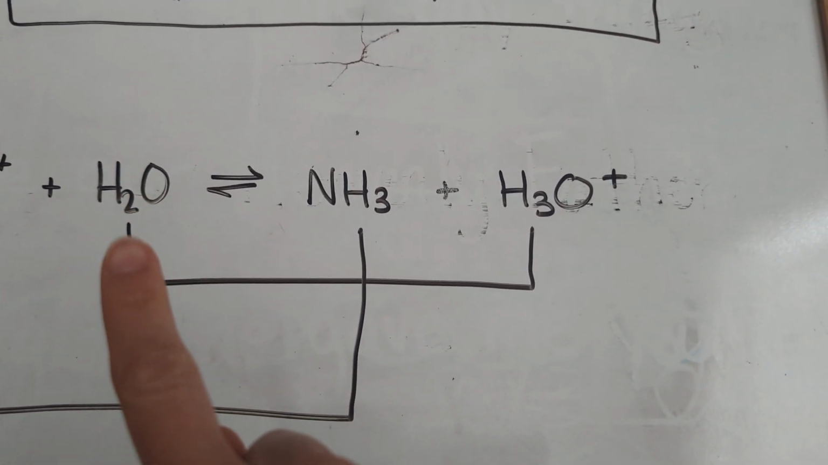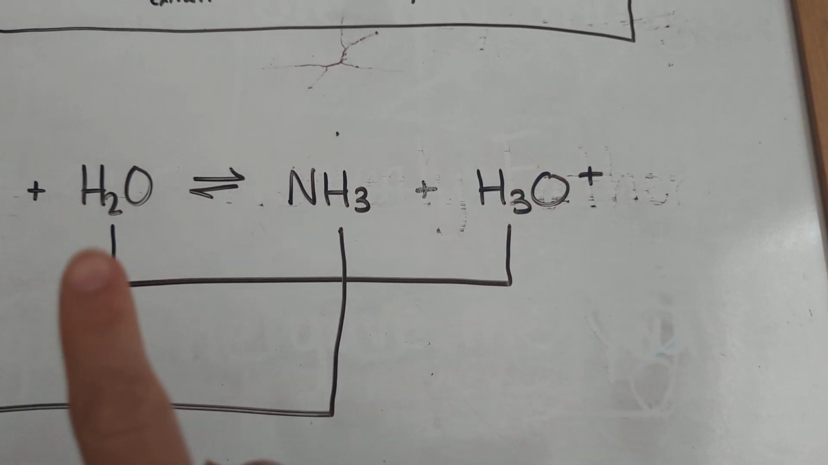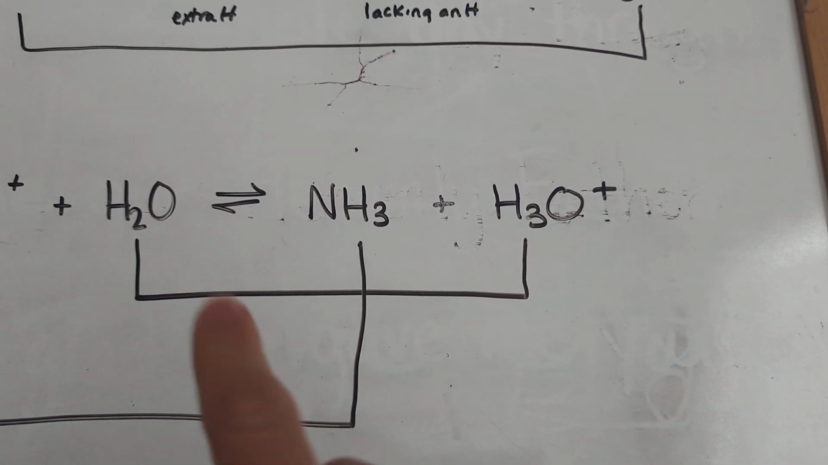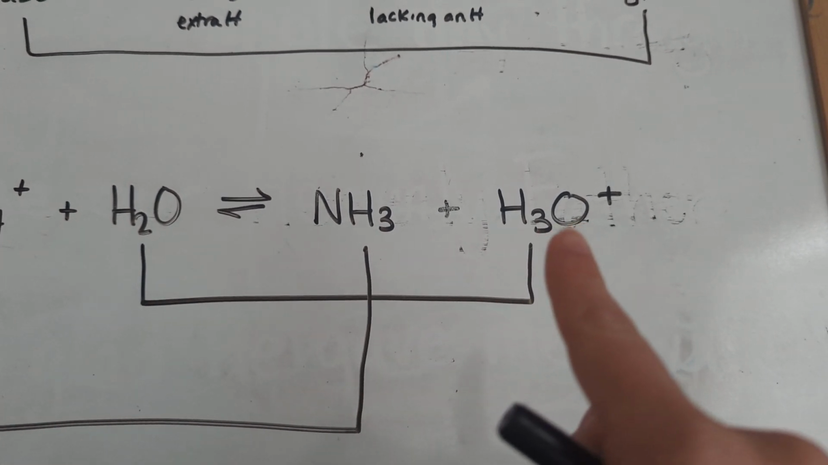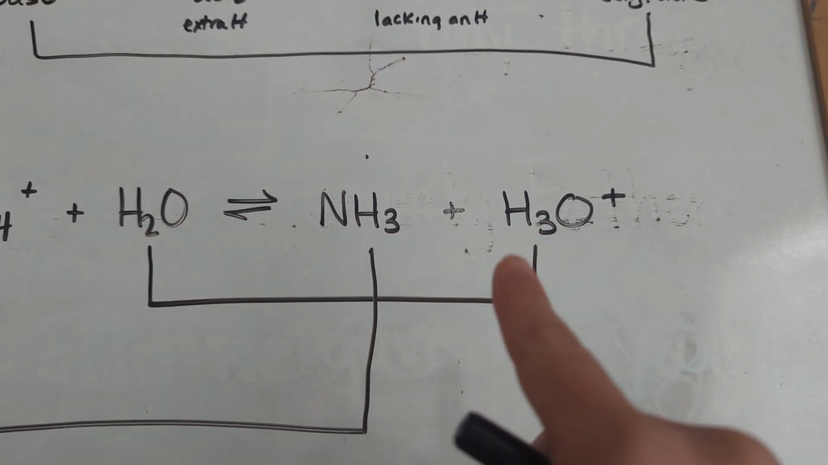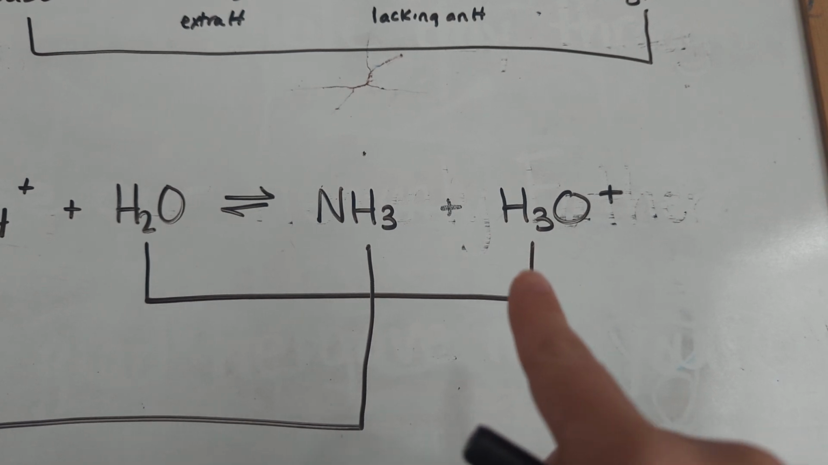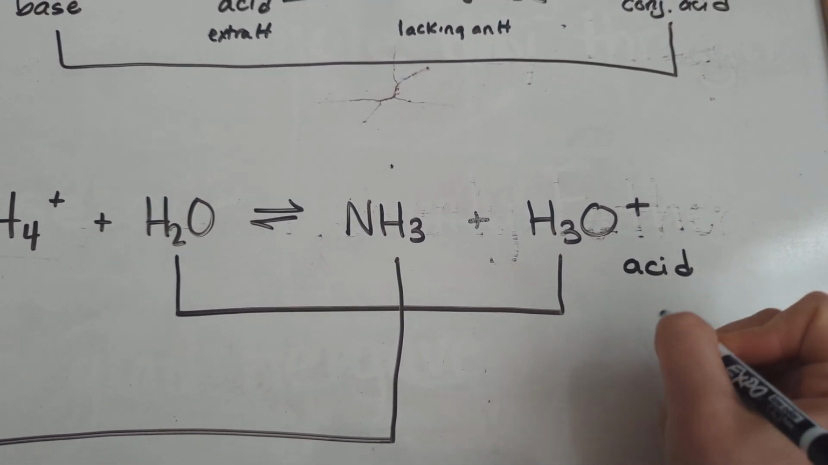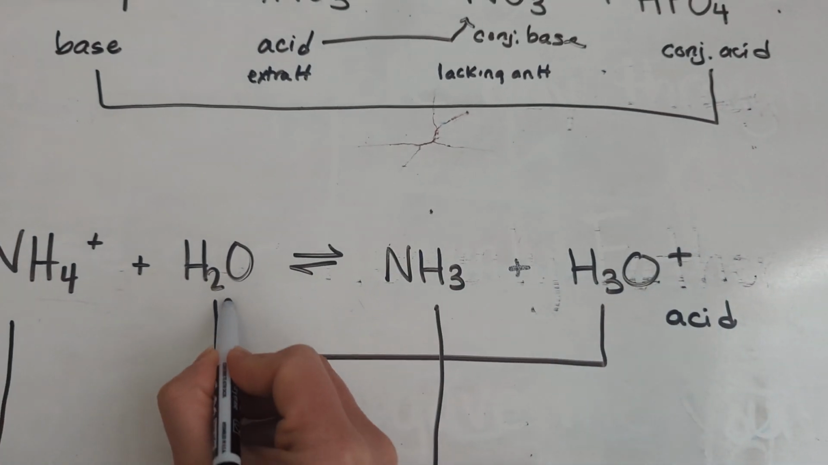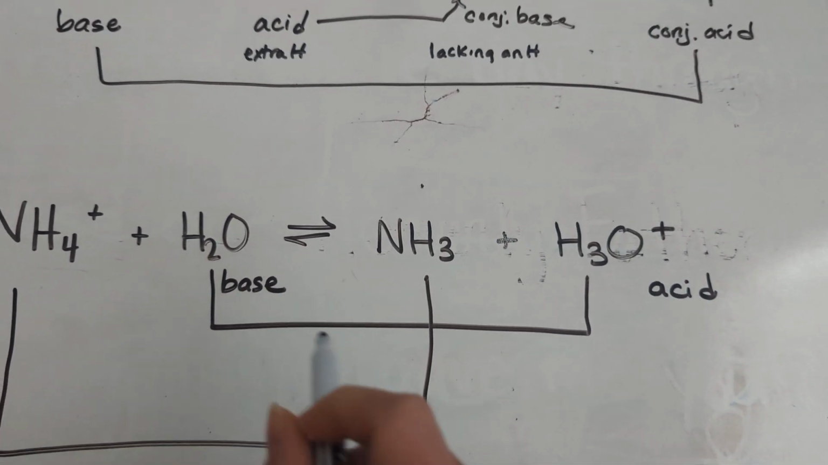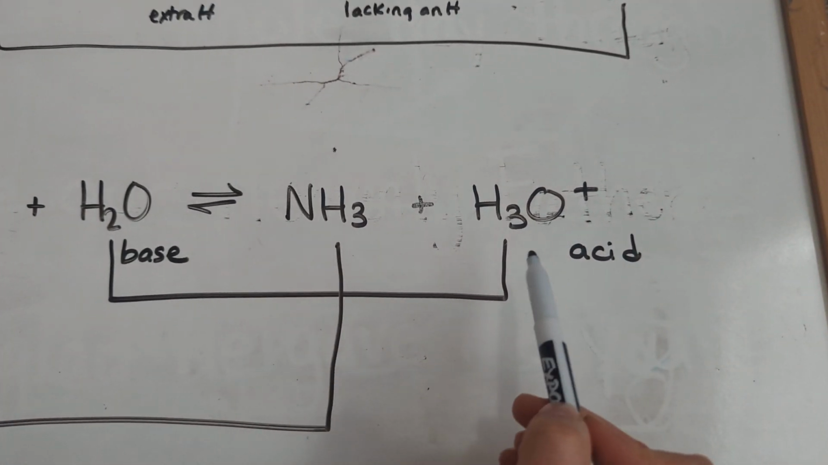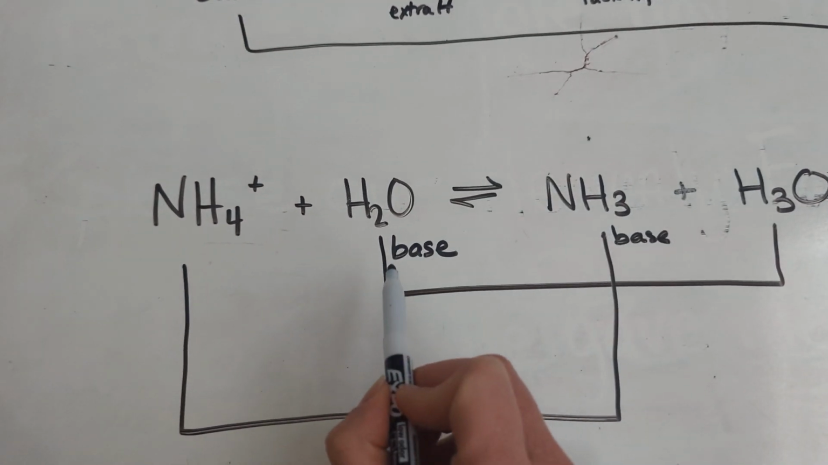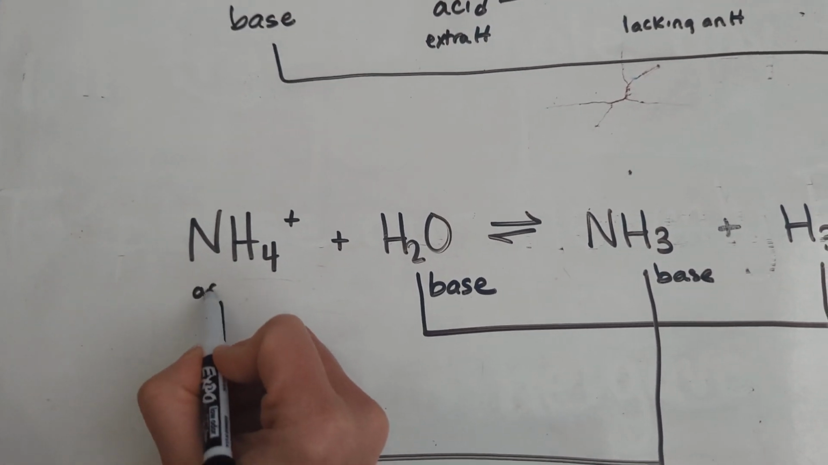So let's look at the water one. Notice which one has the extra H. This one has 2 hydrogens. This one has 3. Oh, there it is. That has more hydrogens. The one that has more hydrogens is the acid. And so then you don't even have to think about these, because if this is an acid, that makes this a base. And if this is a base, that makes this an acid.